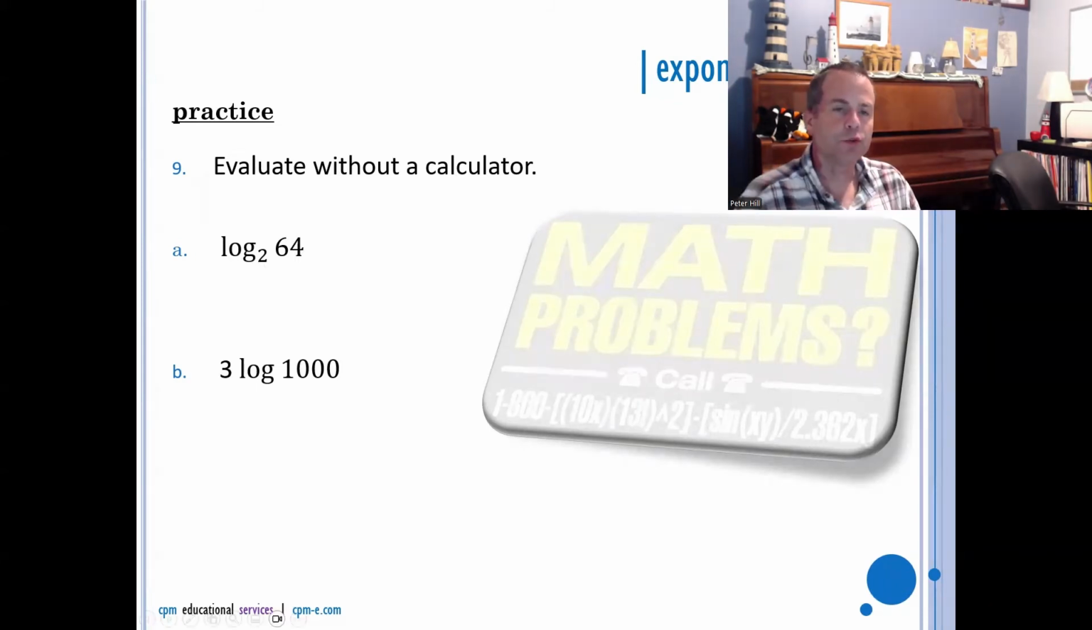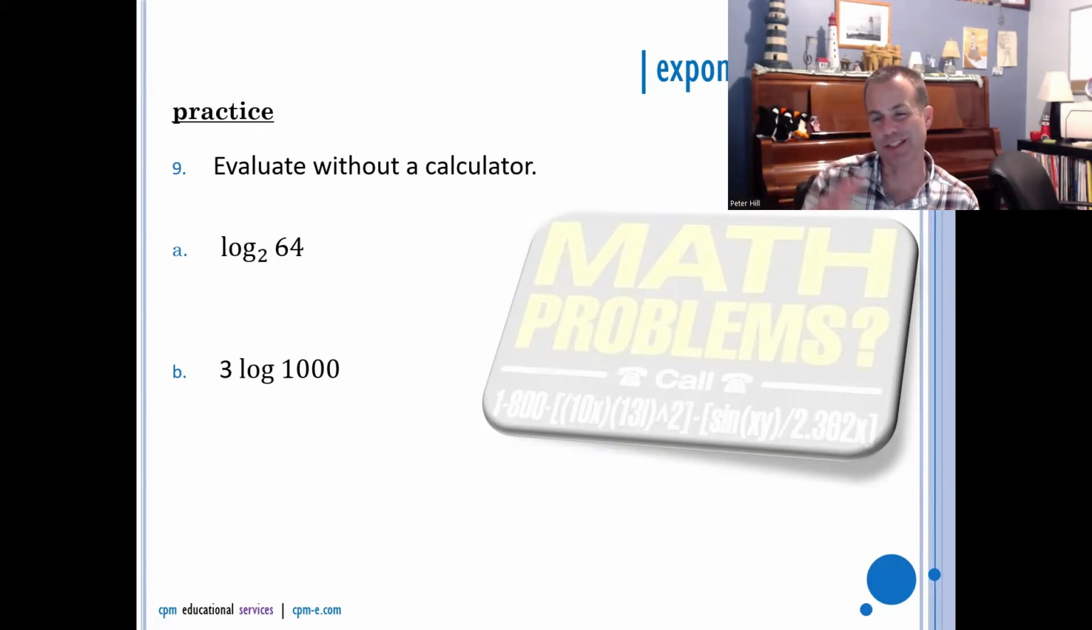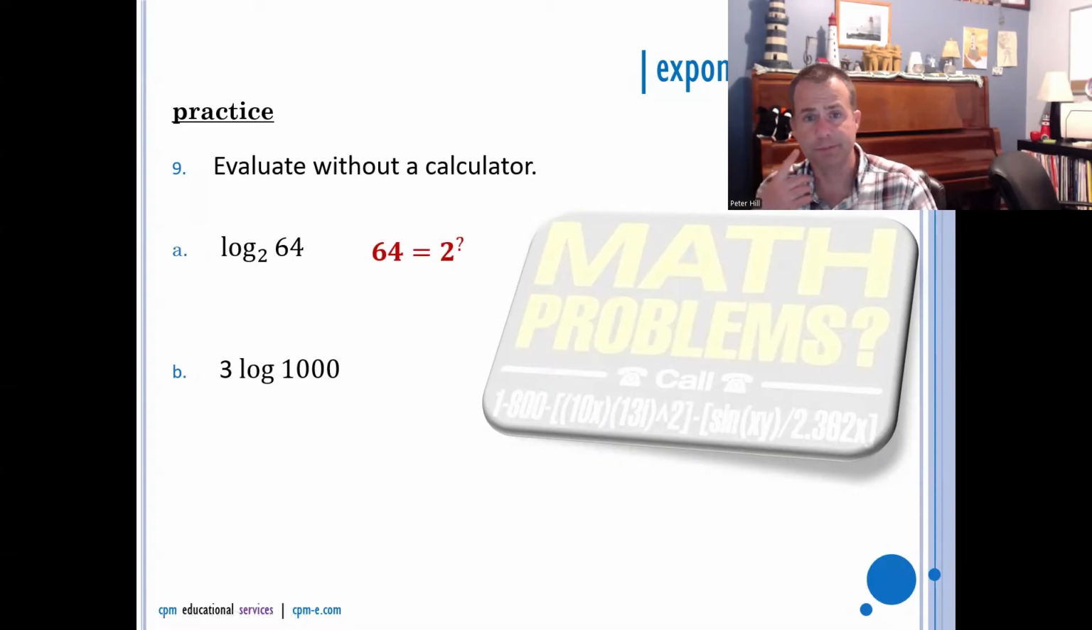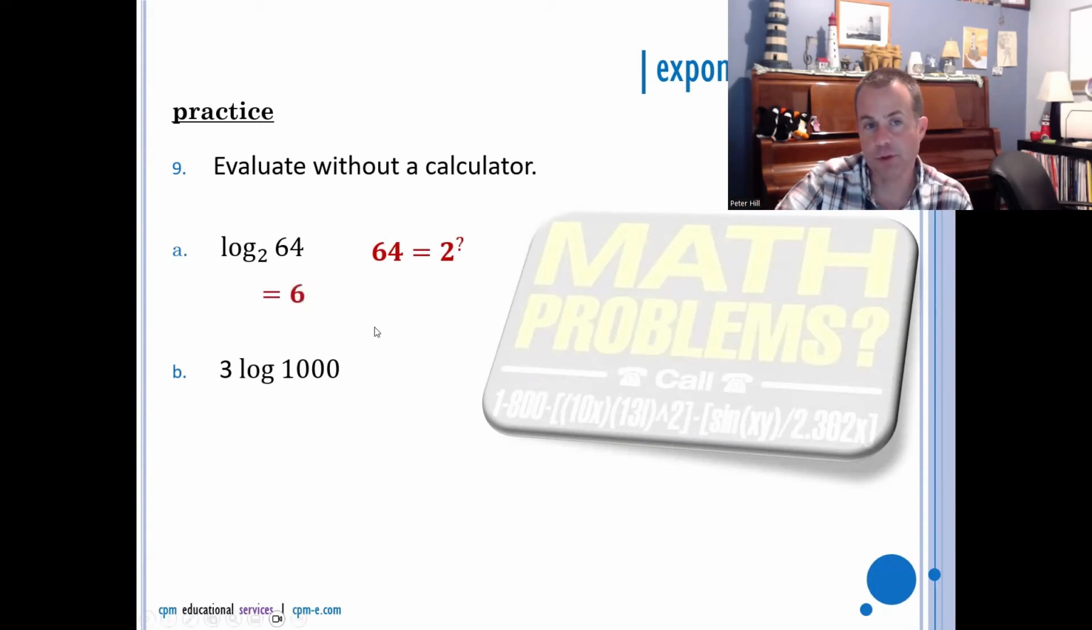So log base 2 of 64, it's very friendly to me if I can think about 64 as being 2 to the something, okay? So if I was to think, what would this look like in exponential form? 64 will equal 2 to the something. Now, 2 to the 5 is 32, 2 to the 6 is 64. So that tells me that log base 2 of 64 would be 6, okay?